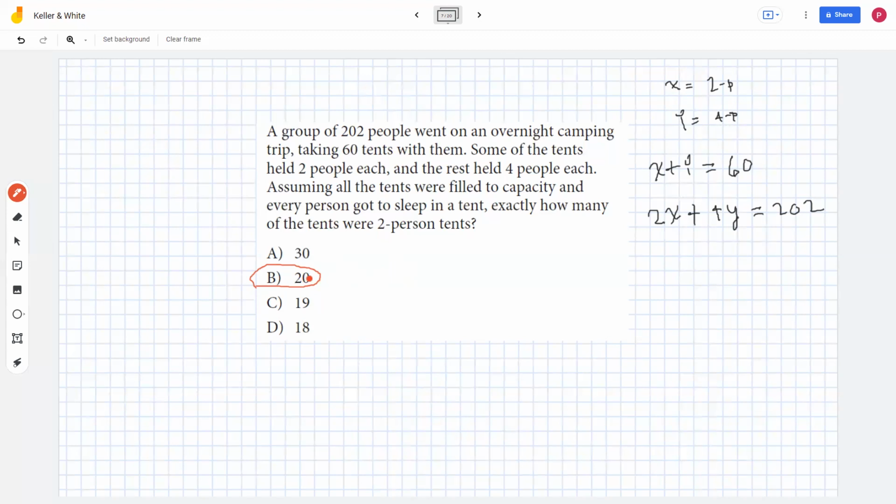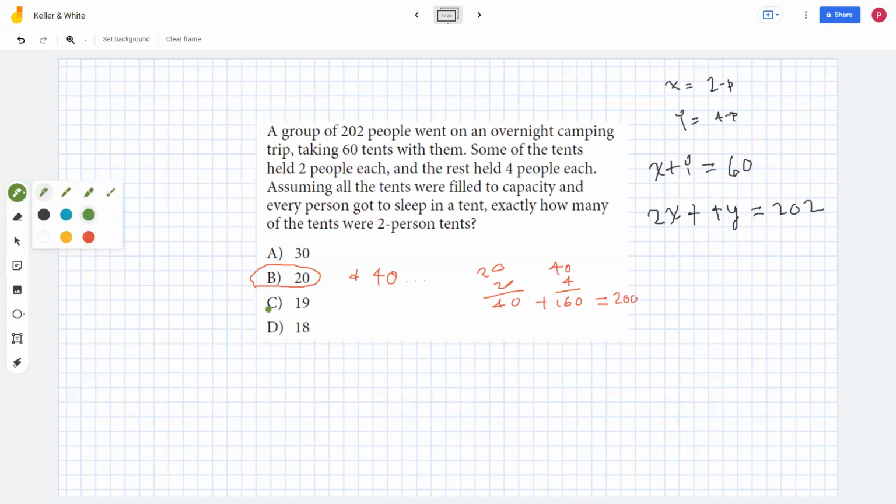So this is 20 of the 2-person tents. You'd have to have 40 of the other. Let's see how many people that can hold. 20 times 2 is 40. 40 times 4 is 160. Oh, but that only adds up to 200. Oh, and we need a little more room. Hey, you can almost see what's going to have to happen here. We're going to need one more tent that holds 4 people and one fewer that holds 2 people.